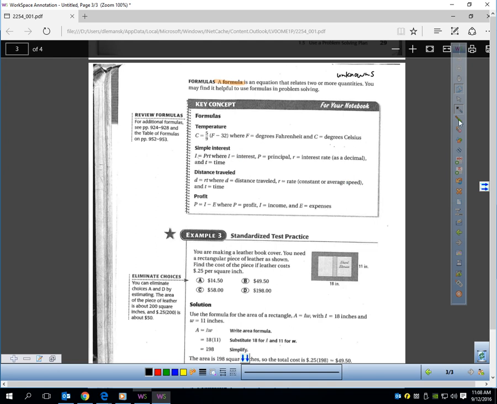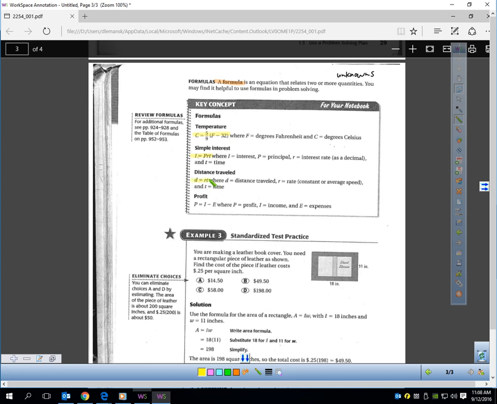Now, you might want to pause the video in just a second and write these formulas down. I'm not going to necessarily make you memorize every one of them, but you should definitely be familiar with these. There's a temperature formula here for converting Fahrenheit to Celsius. There's a simple interest formula. Again, you should write these down in a second when we pause the video.